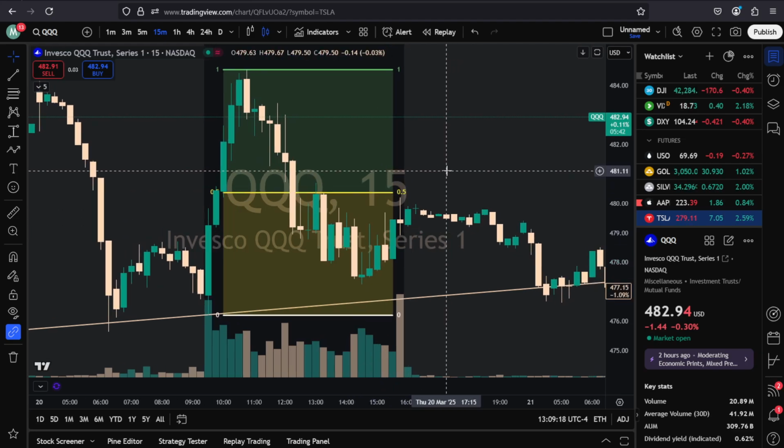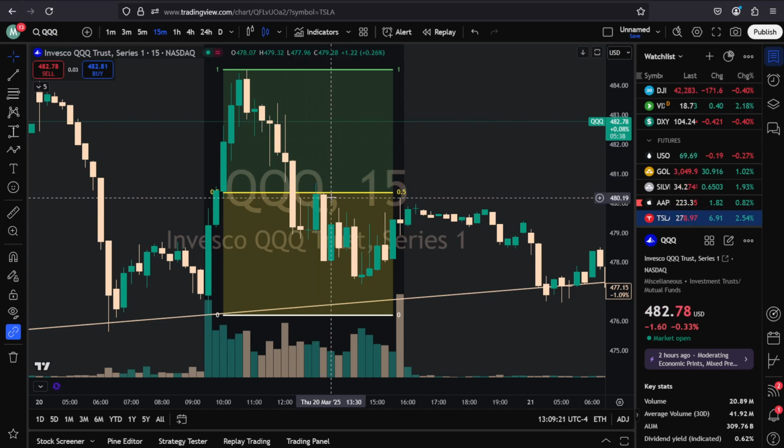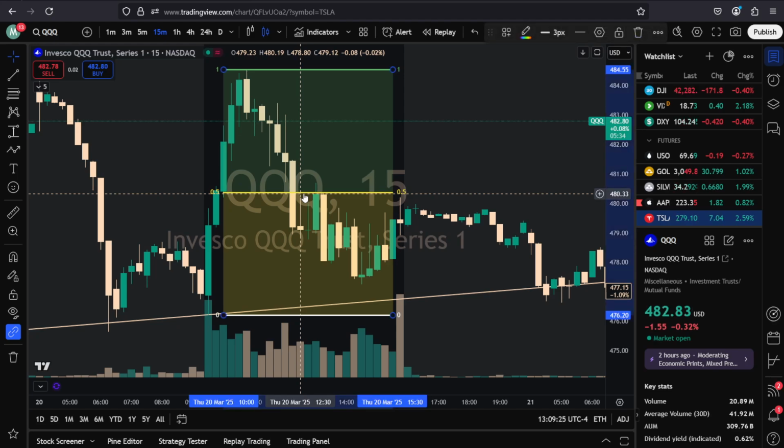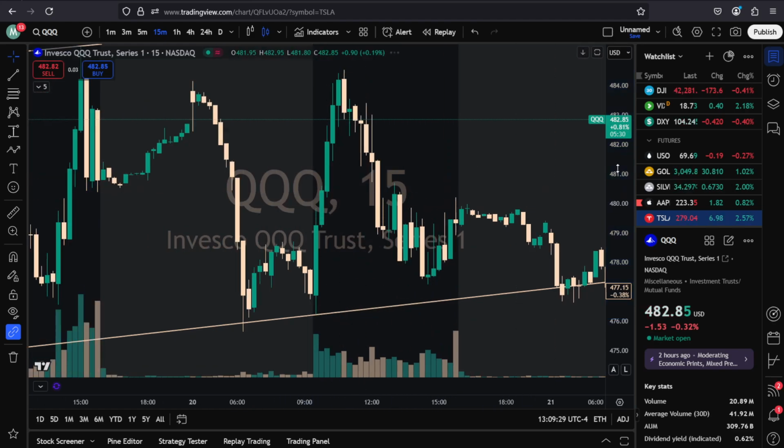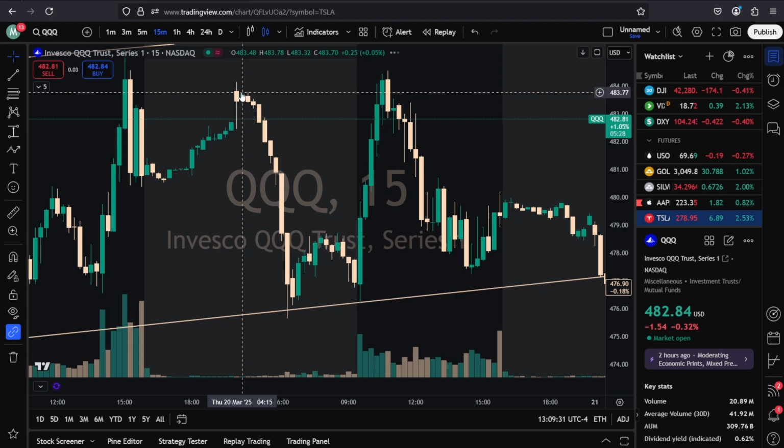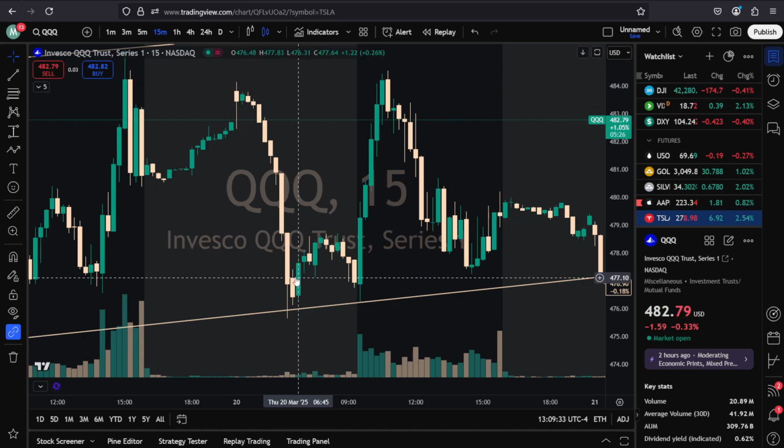So pretty good looking move, huh? Almost looks too good to be true with the way that these levels line up. And this is what I mean by when it works, it works. When it doesn't, just close the charts for the day. Now we're going to draw it from the 4 a.m. open to the London lows.